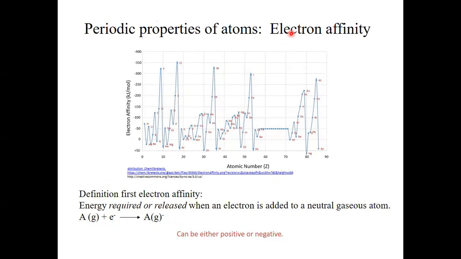Okay? So again, we are adding an electron. So we are looking at an atom in the gas phase here. In this case, we measure the energy required or released to add an electron to that neutral atom. So as opposed to the ionization energy, the electron affinity can either be positive or negative. So the process can either be endothermic or exothermic.